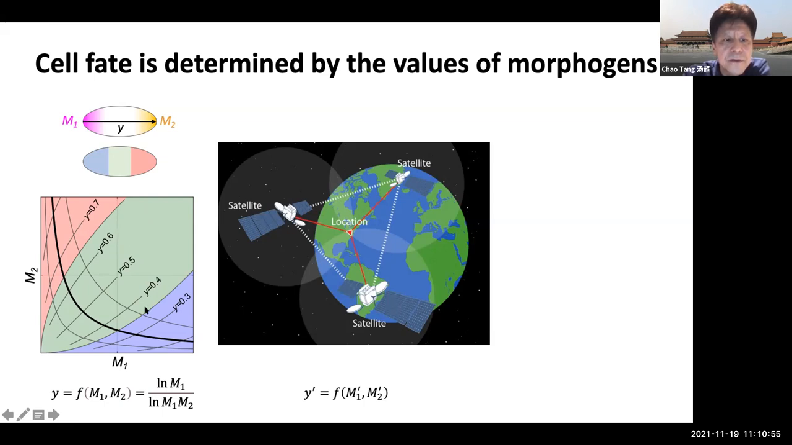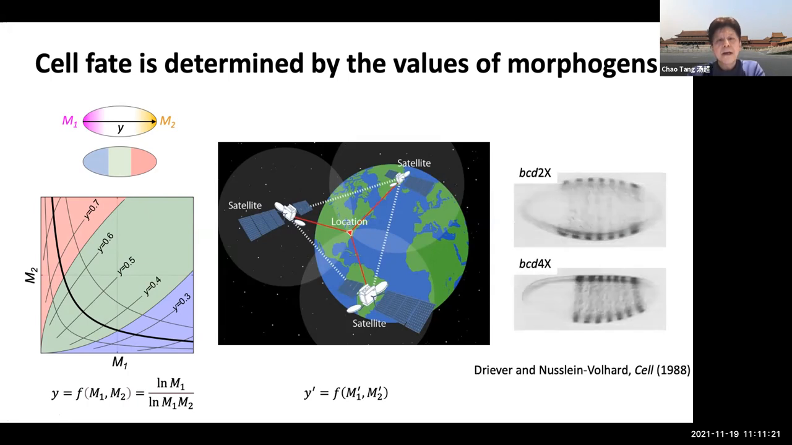However, in Drosophila, the problem is harder. In GPS positioning, the Earth doesn't change its size, right? But in Drosophila, the size changes. So it's similar, but it's a more complicated problem. But precisely because it's required by scaling, we can also determine the geometrical structure of the decoder.